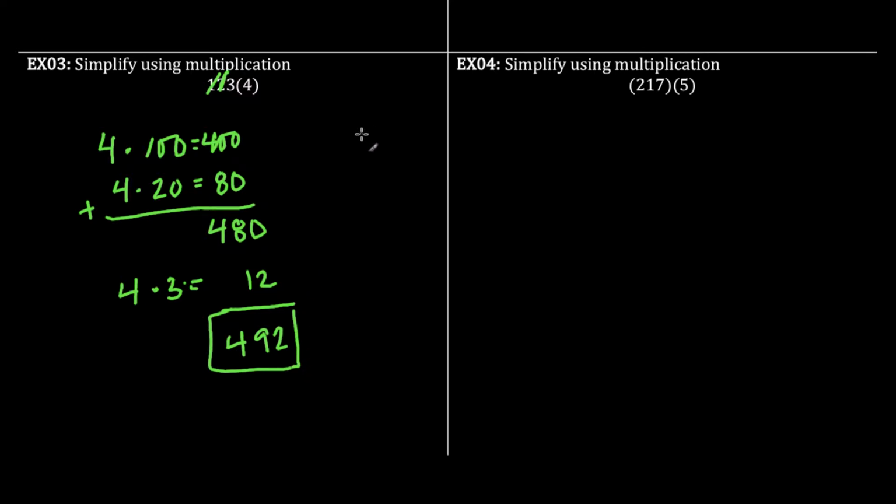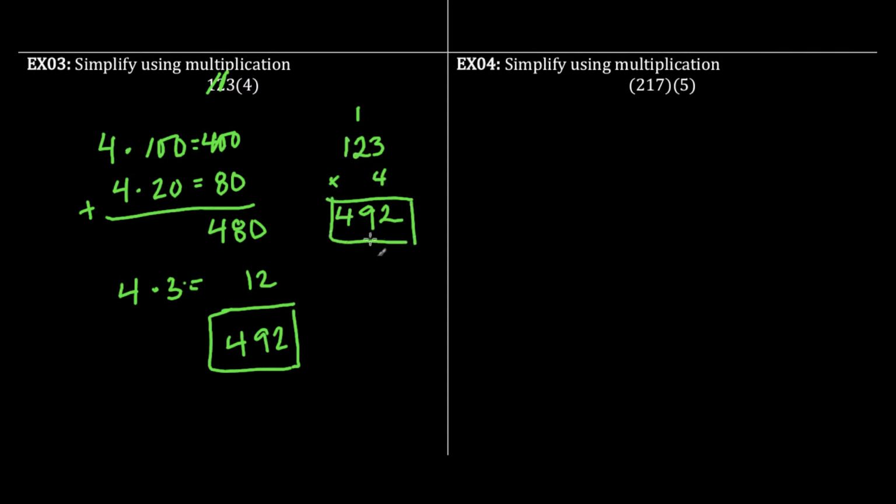So I want to call it old-fashioned, by the way. I take that back. It's just the traditional way. So 123 times 4. 4 times 3 is 12. 4 times 2 is 8, plus 1 is 9. And 4 times 1 is 4.